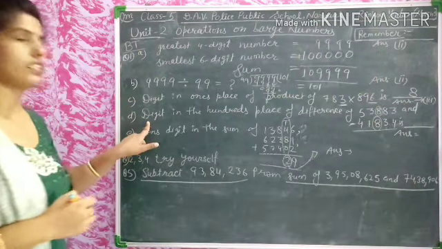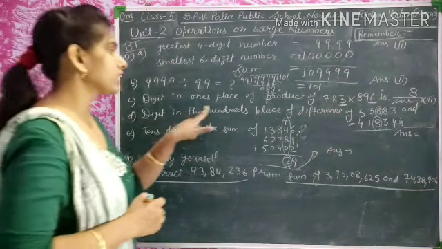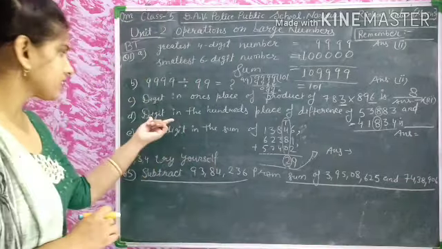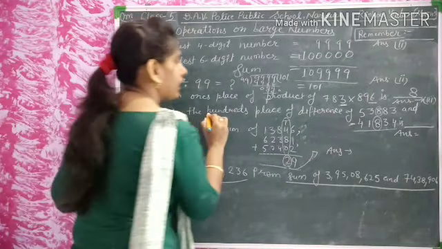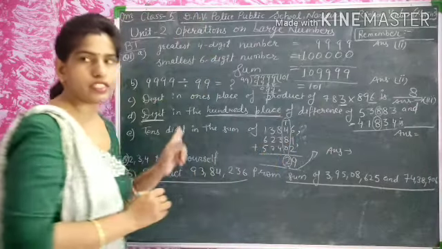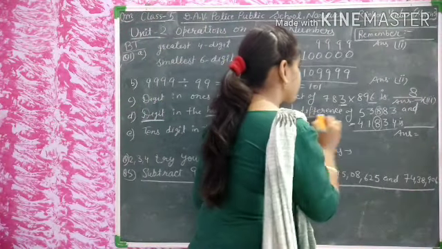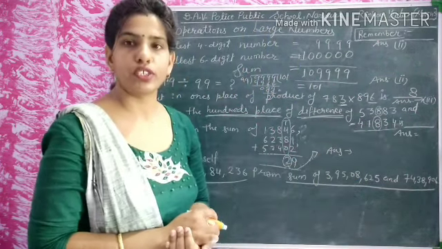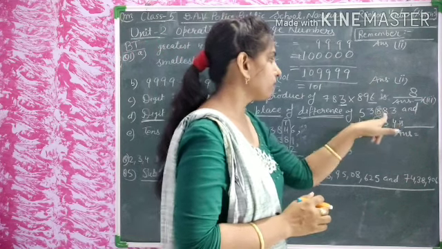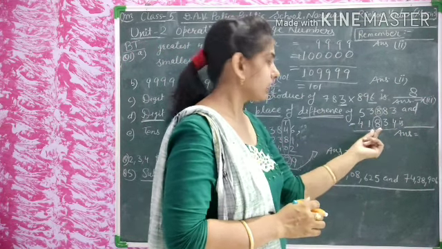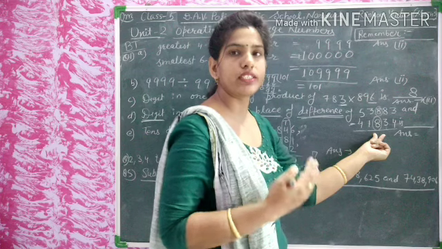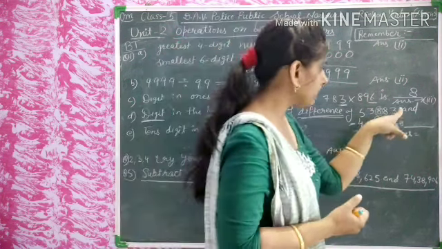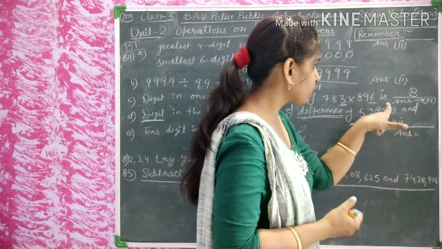Now next is part D. In part D, it asks for the digit in the hundreds place of the difference of this and this. First we have to take the difference of both the numbers, and then after taking the difference, it asks what the hundreds place digit is. You are seeing there is some carrying number, so we are carrying here.